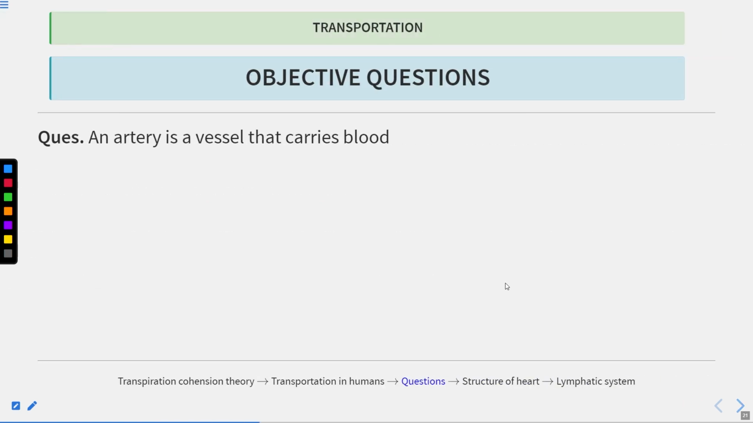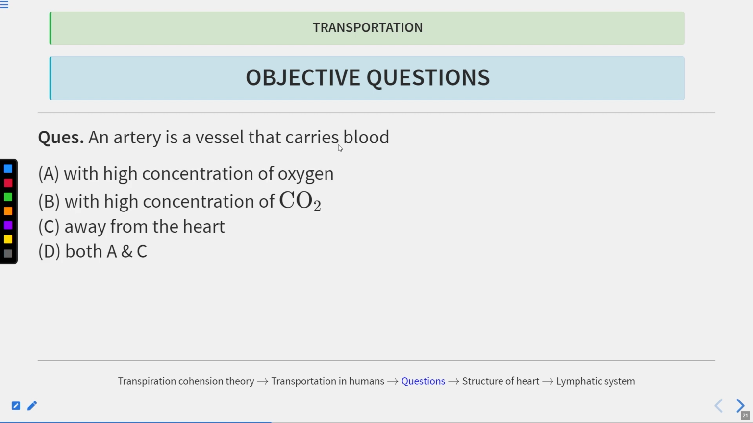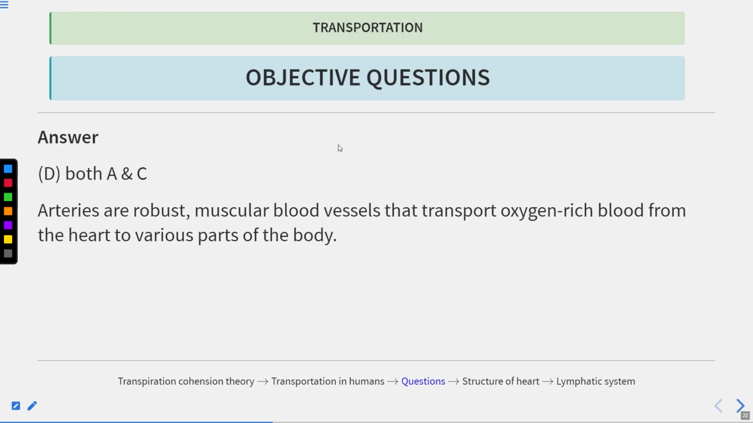Now the next question is, an artery is the vessel that carries blood with high concentration of oxygen, with high concentration of carbon dioxide away from the heart, and option D is both A and C. So here the answer is option D, both A and C.